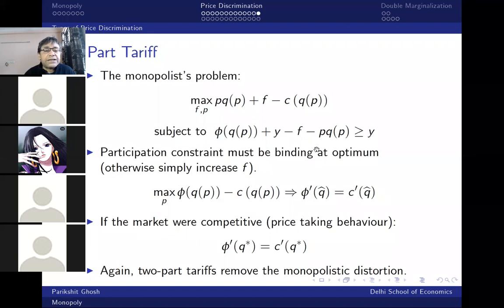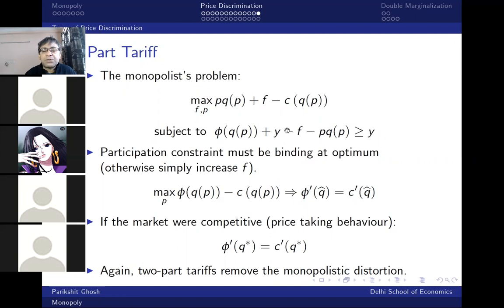Now, solving it is fairly simple. Notice that the choice of F and P must be such that the participation constraint is binding. This inequality is not strict. If the two tariffs are chosen in a way that the inequality is strict, then the monopolist is not optimizing profit, because then a very simple thing he can do is raise the value of F. That'll continue to satisfy the inequality and will fetch more money for the seller. So we might just as well replace this problem with the problem where the inequality constraint is replaced by an equality constraint. This thing equal to Y.